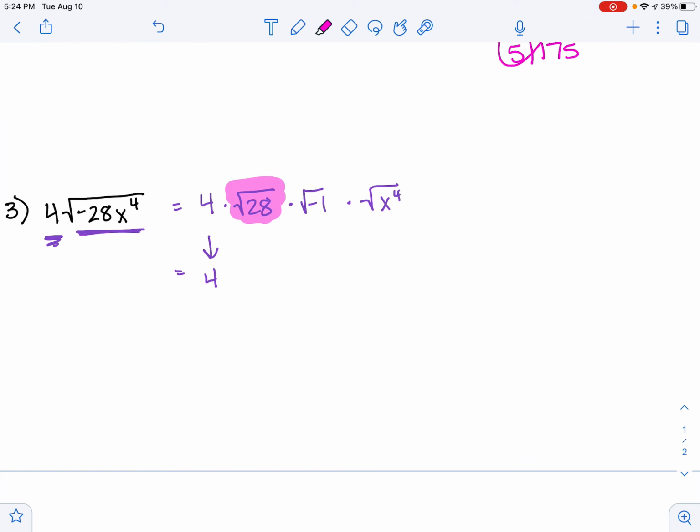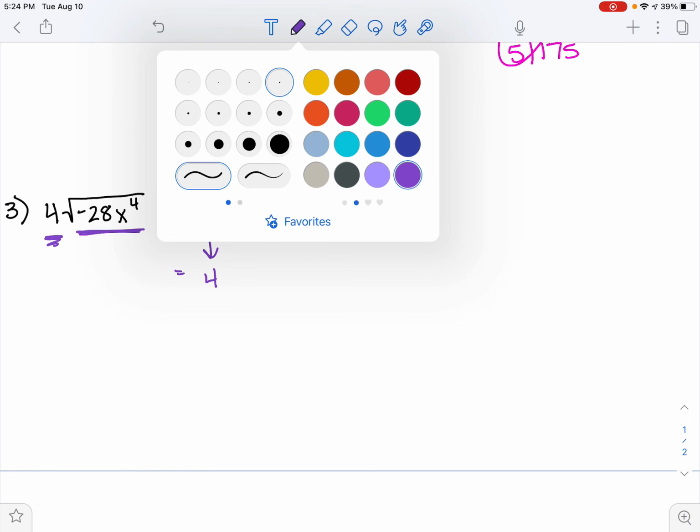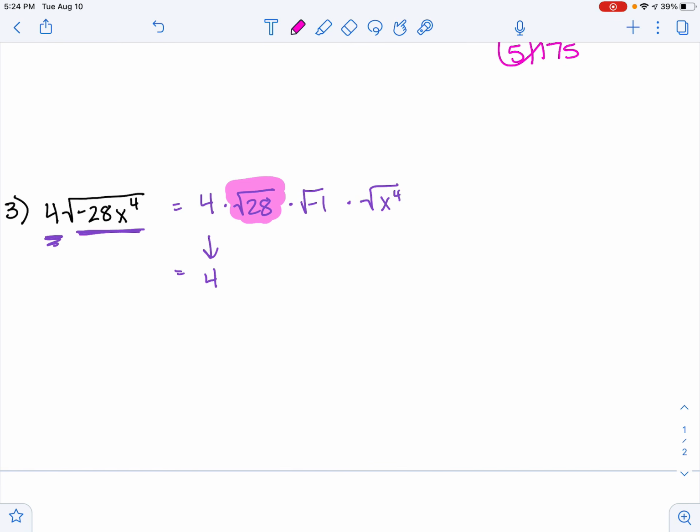We want to simplify the square root of 28. And if you're watching this video, you want to do that by using the birthday cake method or division of primes. So the smallest prime number that goes into 28 is 2. 2 goes into 28 14 times. The smallest prime number that goes into 14 is 2. 2 goes into 14 7 times.